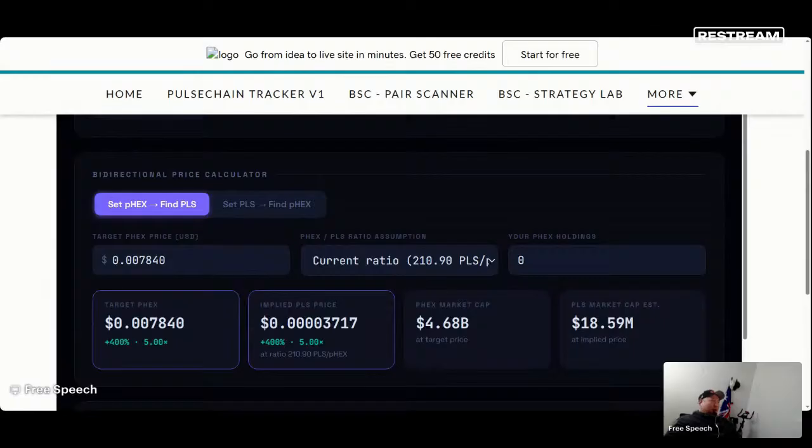A bidirectional calculator is where it really gets useful. There are two modes. Mode A, set pHEX. You believe pHEX will hit a certain price. Type it in. The tool will immediately tell you what Pulse would need to be at the same time, assuming the current ratio holds. How much of a gain is this from today? If it's going up, or a loss if it's going down. If you enter the holdings, exactly what they'll be worth. The answer is: if Hex moons, does Pulse moon with it?